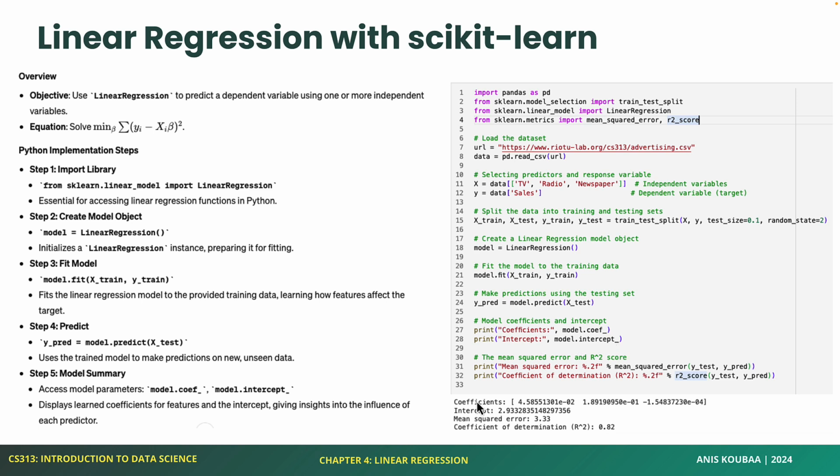And now looking at the output, we will find the coefficient. Look, it's very close to what we found in OLS, but it's not exactly the same. Okay, 1.89, it was 1.88, and this is a slightly negative value. So the intercept is 2.933, similar to what we found in OLS. And the mean square error is 3.33, and the coefficient of determination is slightly lower than what we found with OLS.